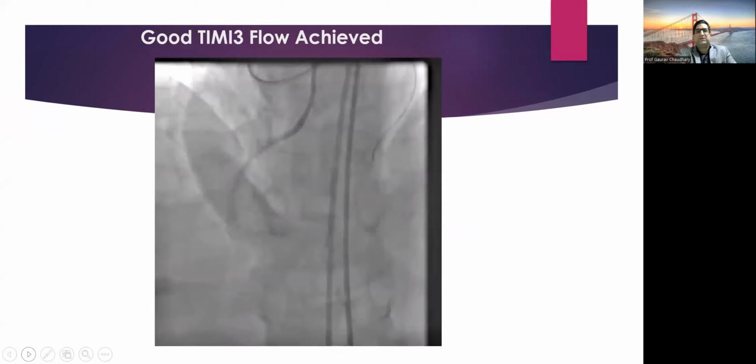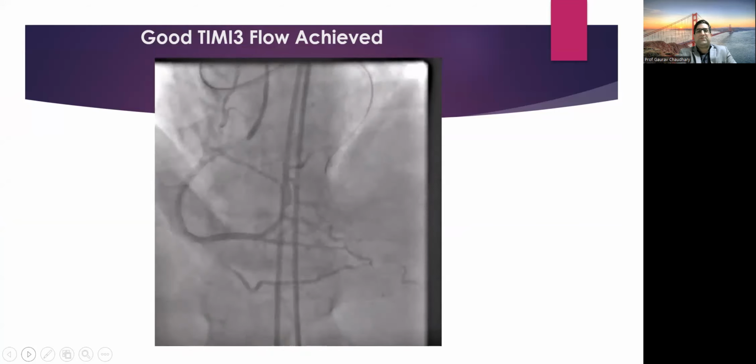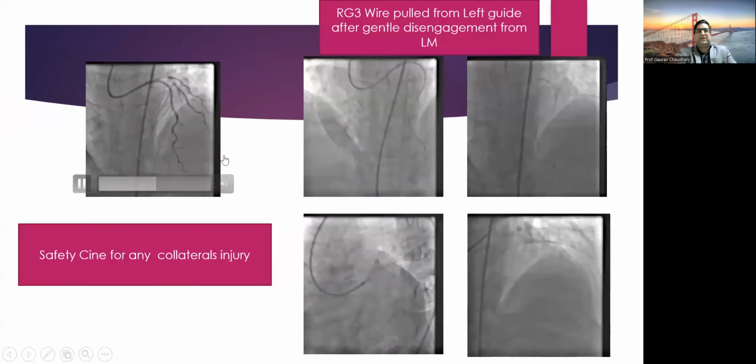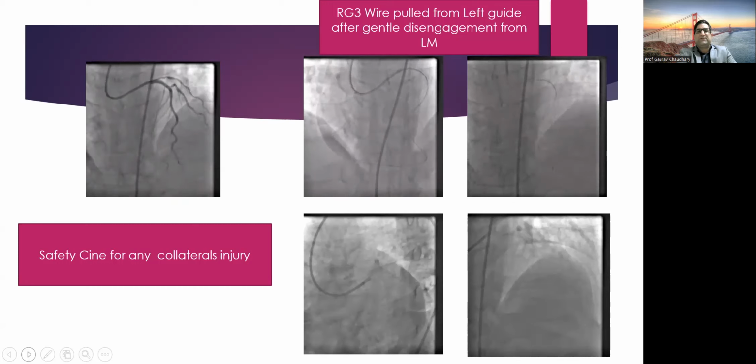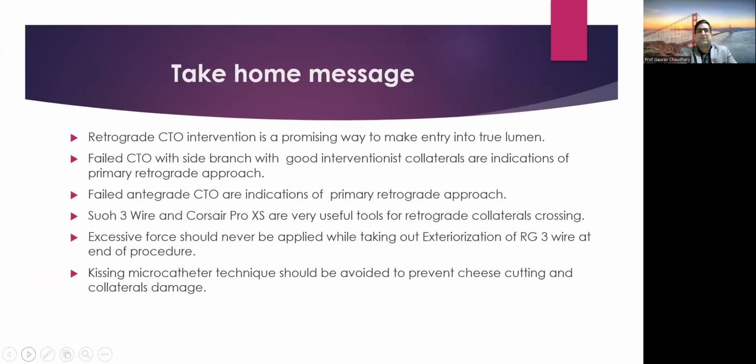So we got from the retrograde true lumen to the true lumen, and over the externalized wire we did the PCI, and a safety cine was taken to look for any collateral damage. RG3 was pulled from the left guide after a gentle disengagement from the left main. So we have to be very careful to prevent the cheese cutting action of this wire that is across both guides. And at the end of the result, we see there was no injury to the septal collateral.